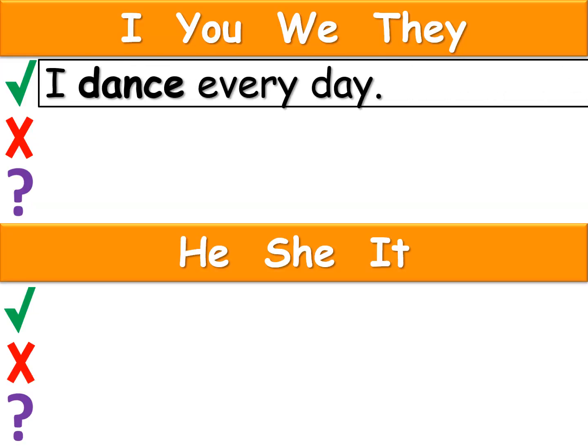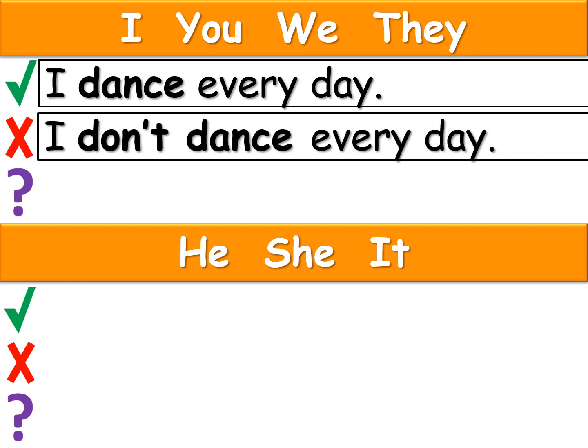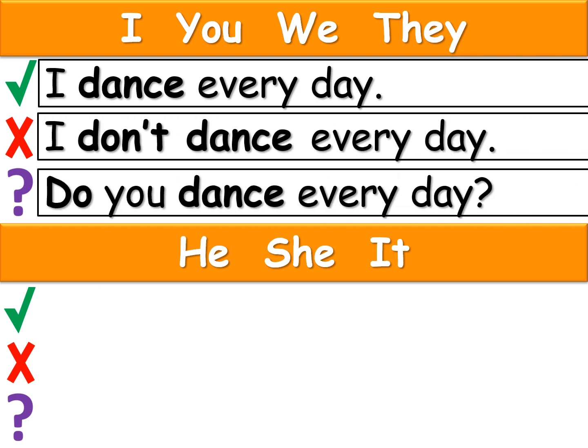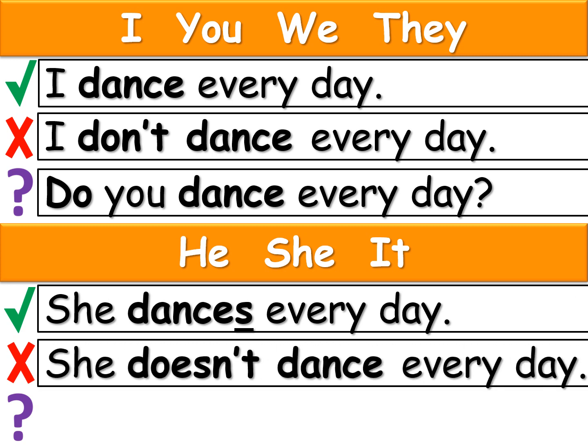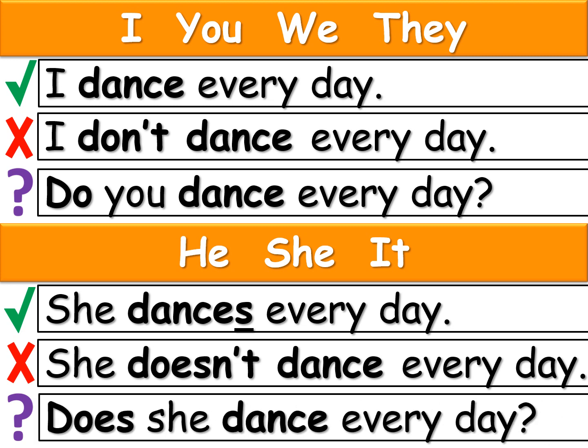And here are the examples again. I dance every day. I don't dance every day. Do you dance every day? She dances every day. She doesn't dance every day. There's no S in the no sentence. Does she dance every day?